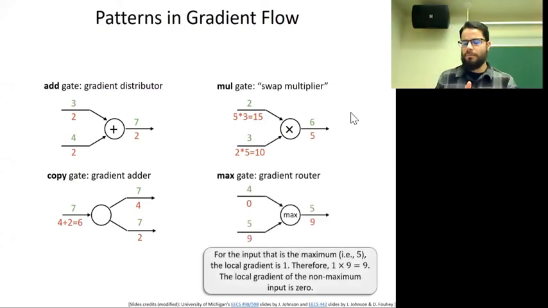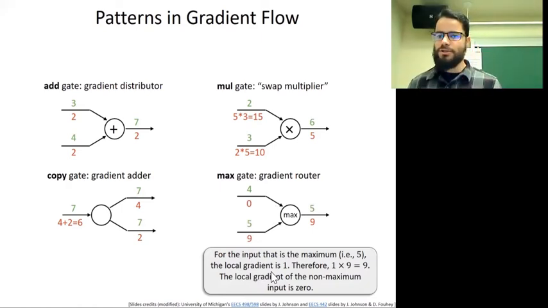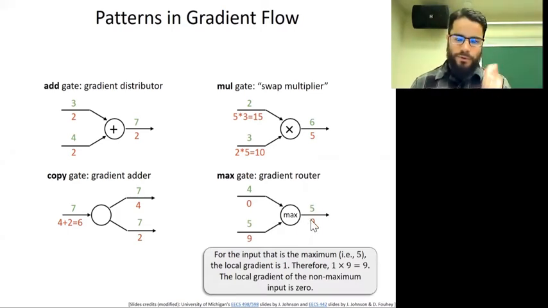Then we have the max gate. This is an interesting one because it's a nonlinear gate, right? For the input that is maximum, in this example 5, the local gradient is going to be 1. If the local gradient is 1, the downstream gradient is going to be 1 times the upstream gradient, of course. In this illustration here, the upstream gradient was 9. Therefore, the downstream gradient is going to be 1 times 9, therefore 9.